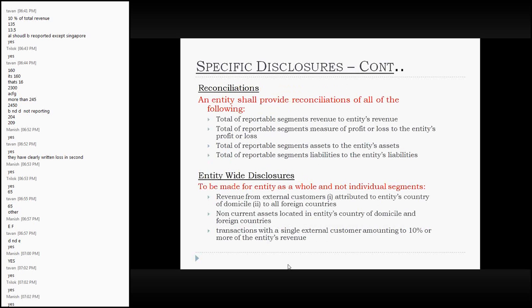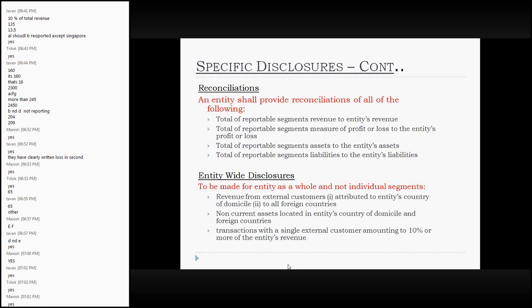And also some reconciliations. Total of reportable segments' revenue to the entity's revenue. Total of reportable segments' measure of profit and loss to the entity's profit and loss. Total of reportable segments' assets to the entity's assets. Because it may happen that we report 5 reportable segments and the rest as other operating segments. So the 5 reportable segments may be constituting 87% of the total assets the company has, and they may be representing 95% of all the profit it is generating. So we need to show the reconciliations.